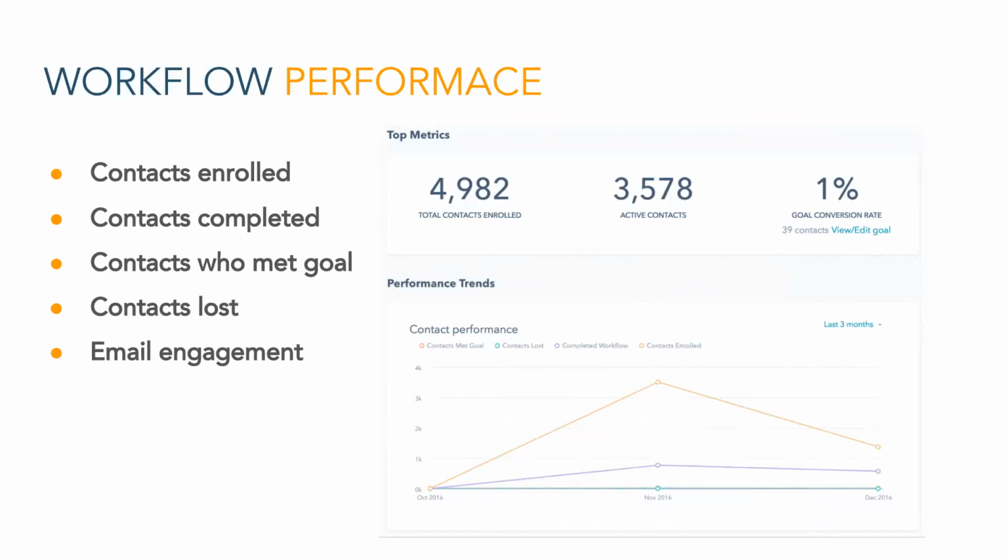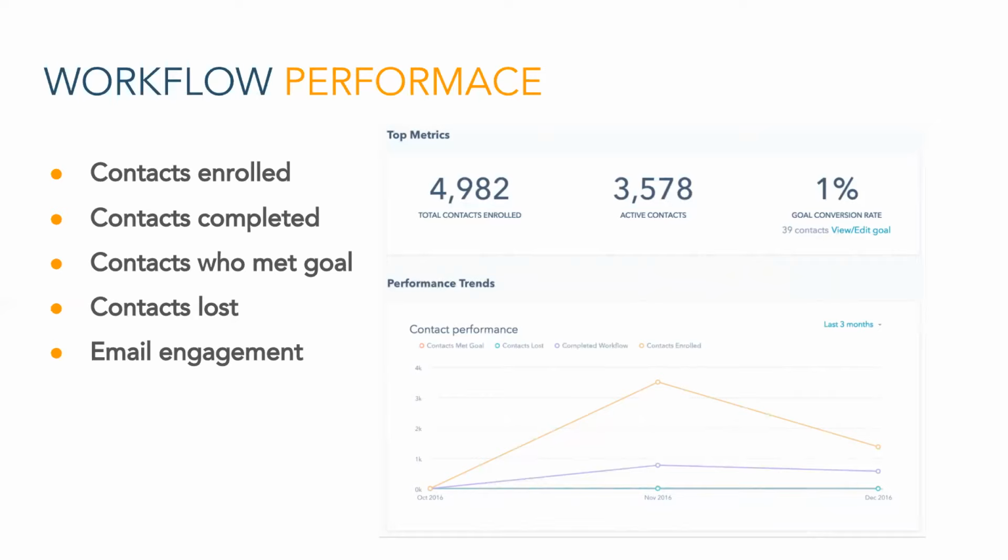Contacts who met goal, the number of contacts who are added to the goal list and subsequently removed from the workflow. Contacts lost, the number of contacts who don't meet any of your other criteria. And this includes people that were either manually unenrolled or suppressed. And for email engagement, we're going to be looking at the number of emails delivered, how many were opened, and the clicks.